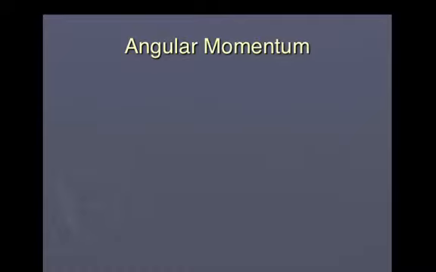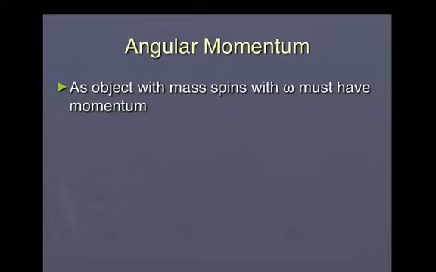Now, of course, if something can have rotational kinetic energy, it can also have rotational momentum. Okay, remember again, momentum is the idea of mass and velocity. So an object that spins with an angular velocity has a type of momentum called angular momentum. Okay? Not linear momentum, but angular momentum, although there are some similarities between the two.